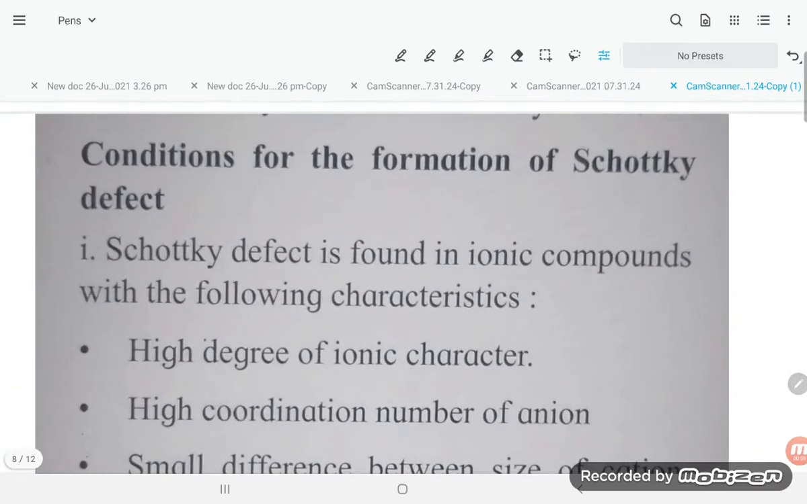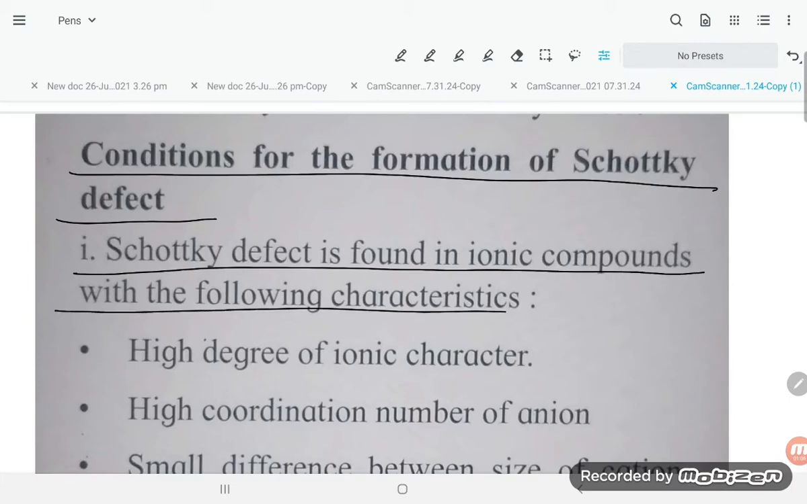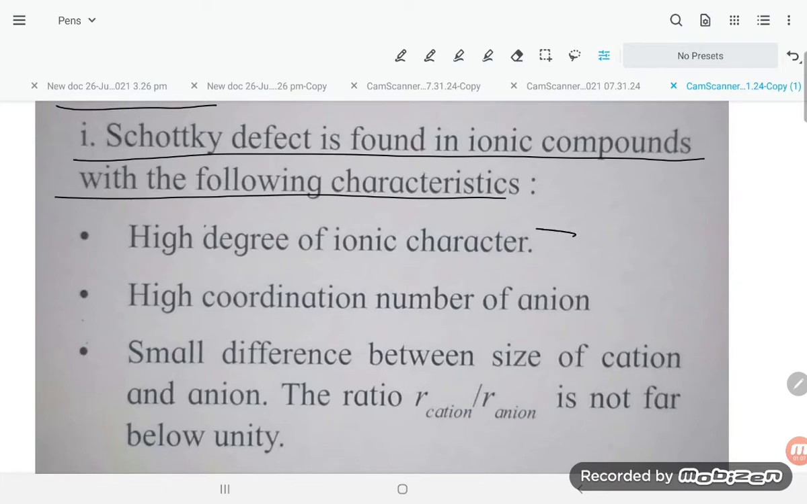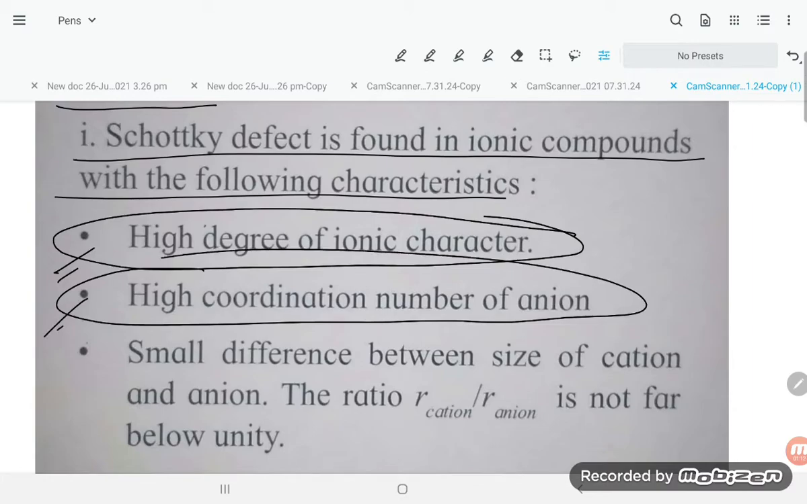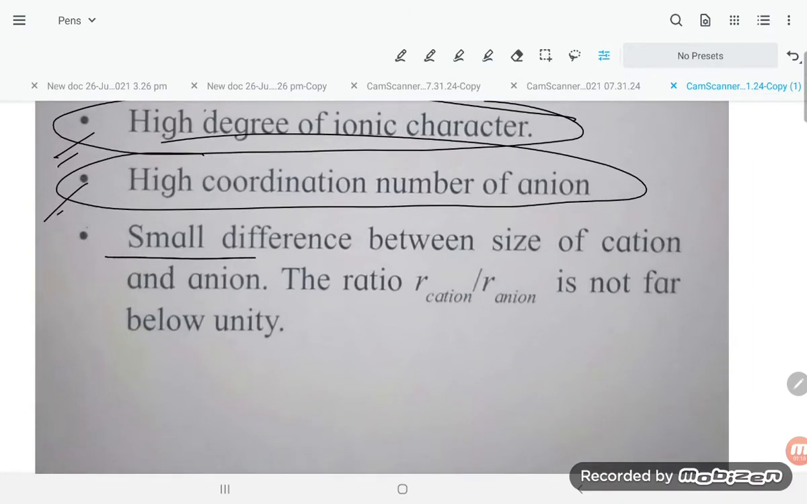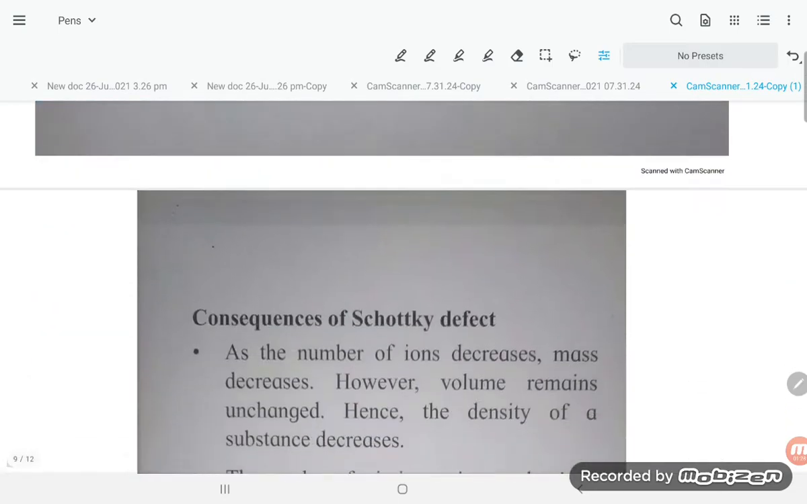Condition for the formation of Schottky defect. Schottky defect is found in ionic compounds with the following characteristics. First, a high degree of ionic character, and a high coordination number of ions. Second, a small difference between the size of the cation and anion. The ratio of cation to anion size is not below unity.